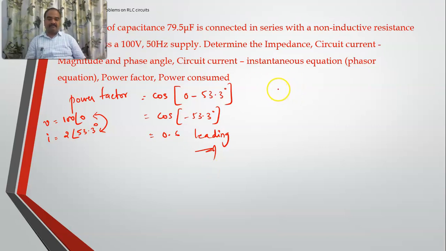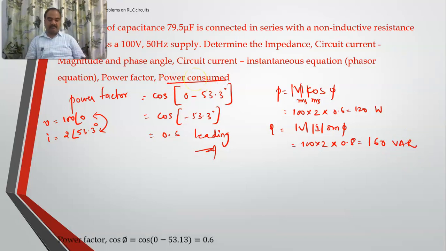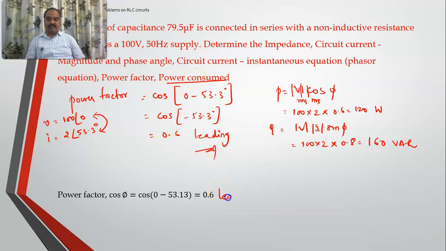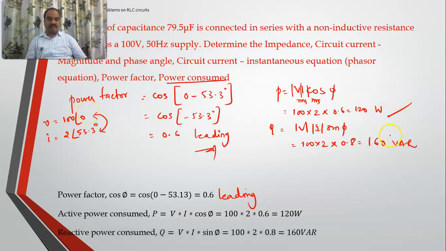Okay, now what is P? It is VI cos phi. All RMS values, magnitudes. This is magnitude, this is also magnitude. Only RMS values. So it is 100, it is 2, it is 0.6. You will get somewhere around 120 watts. If you want Q, it is mod V mod I sine phi. It is 100 into 2 into sine phi, which is 0.8. In this case, it is 160. The units for power are watts. For reactive power, it is VAR. This is how power is consumed. Okay, so the power factor is 0.6. I should write it here as leading clearly. Don't forget to write whether it is lagging or leading. And this is the active power consumed, 120 watts. And this is the reactive power, 160 VAR.